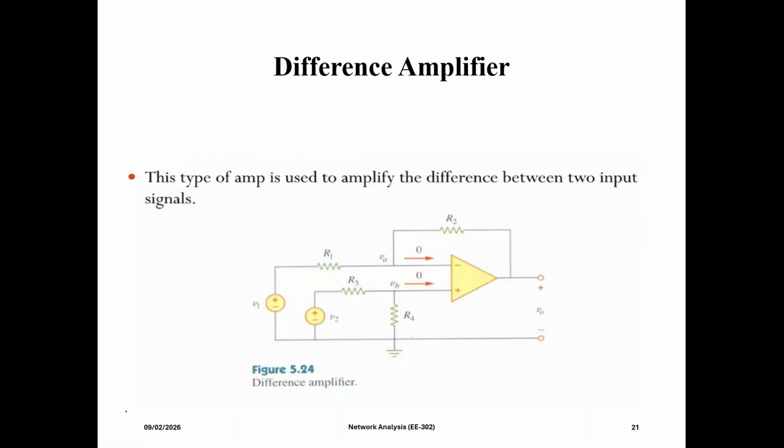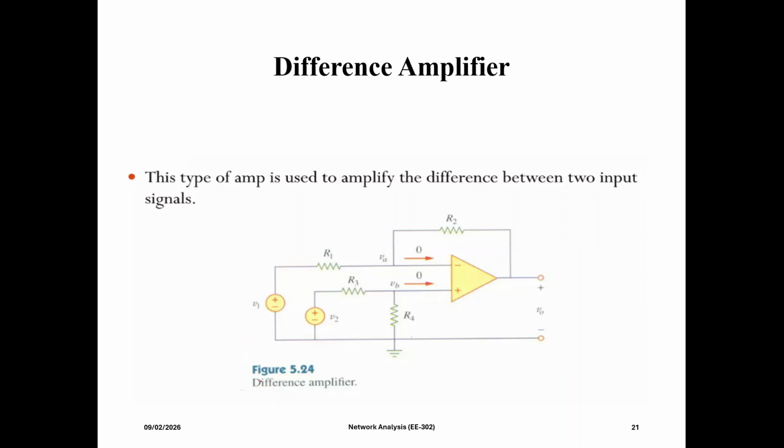Now another configuration, we move to the difference amplifier, a circuit that amplifies the difference between two input signals. This is especially useful in applications where we need to compare two voltages, that is V1 and V2, such as in sensors or other instrumentation. We require to compare the two voltages, where we use this difference amplifier configuration.